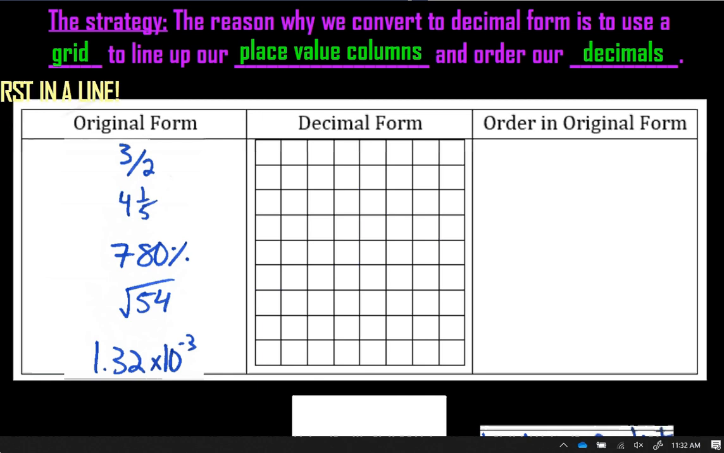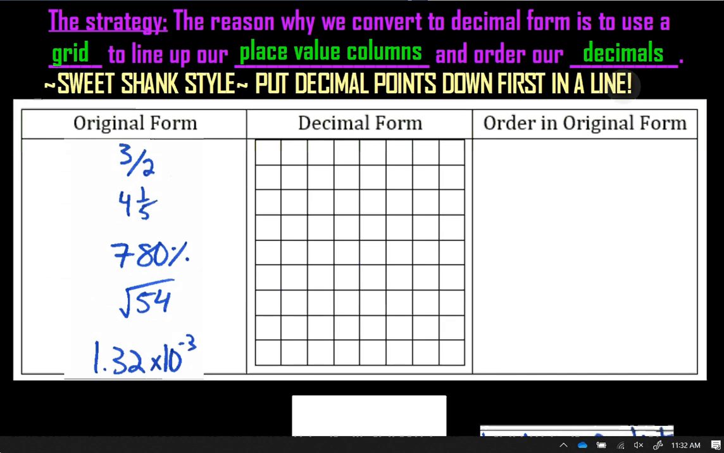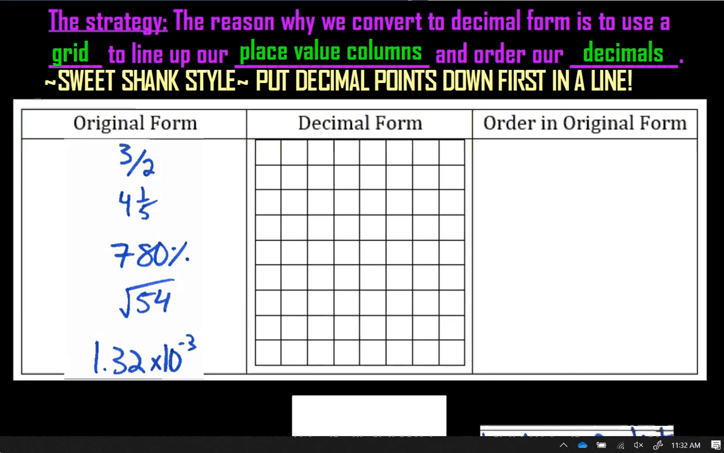However, make sure you follow that sweet Shank style. Put those decimal points down in the line first. So in the center here where it says decimal form, I want to make sure I have those decimal places already in, because if I don't, they're going to get messed up. So I need to make sure that, hey, I have these values.